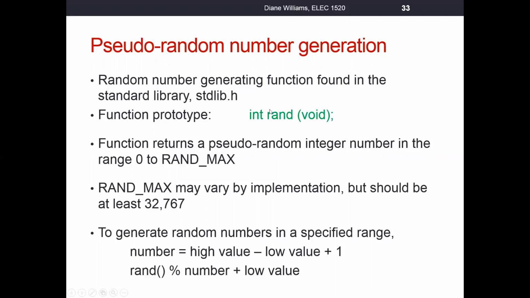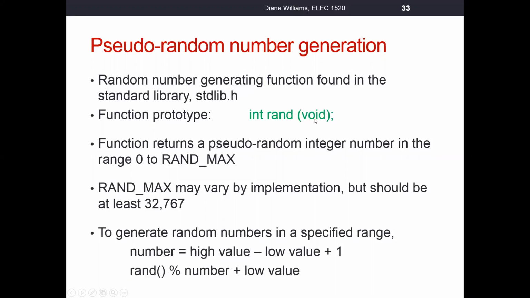When we want to use a function to generate random numbers, that function is called rand. It's defined in the standard library. So whenever we use it, we're going to have to include stdlib.h as a header file. All right, so it's prototype. The name of the function is rand.